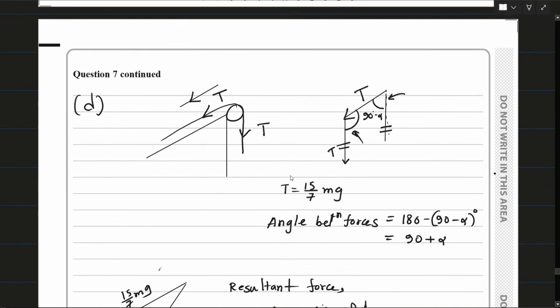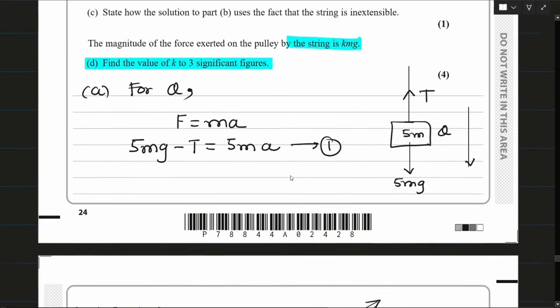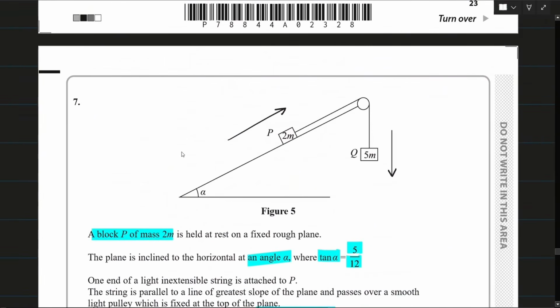So this was our part D here. Now this concludes our question number 7.